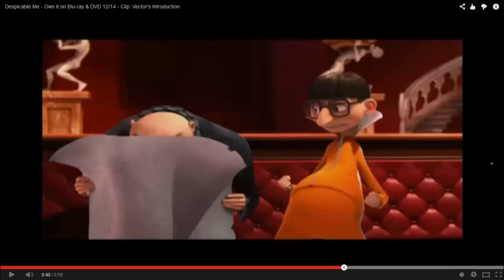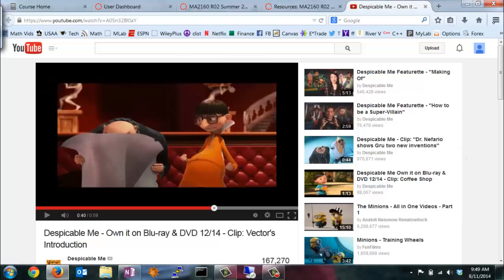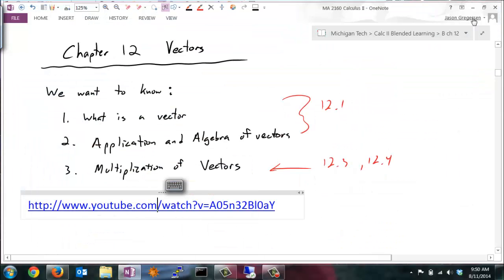Alright, so that is what vectors are. It's an object with both a magnitude and a direction. So I was deciding whether I should play that video or act that out. I decided to play it. Probably safer that way, right?